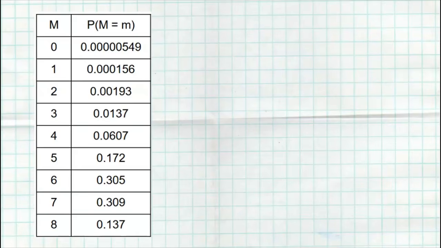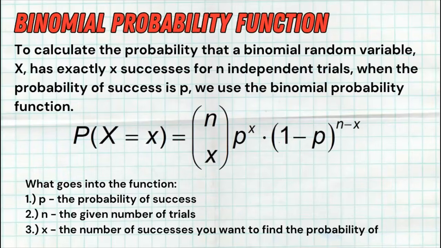Now that we understand the process, let's look at a generic formula. Here is the formula for binomial probability. This first part is the number of combinations there are. Again, I call them combos. How many different combos are there?